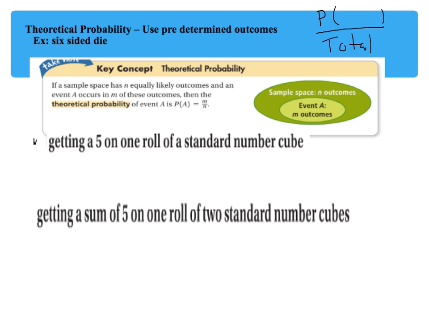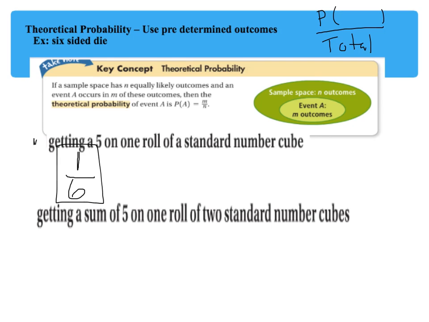So if I get 5 when I roll one standard number cube, so you have to know what is a number cube. That's the same thing as a dice. So on a number cube, there's a total of 6 different sides, and only one of those sides is going to be a 5. So my probability of getting a 5 would be 1/6.